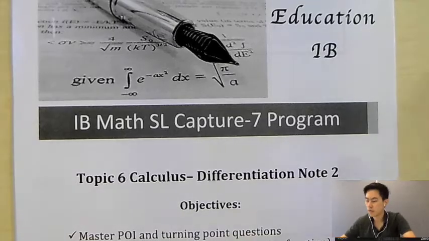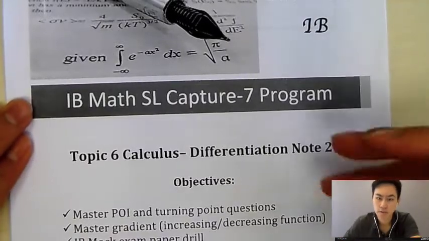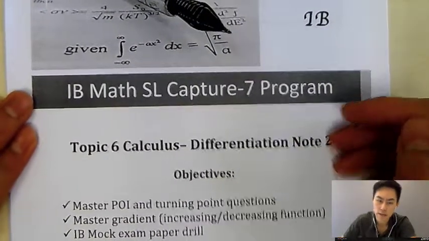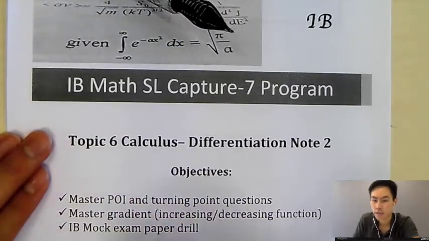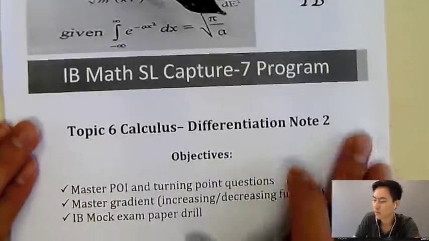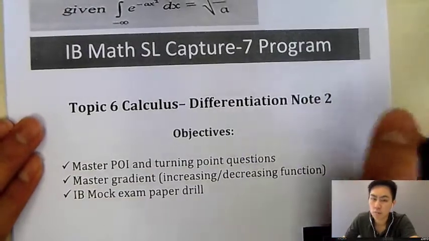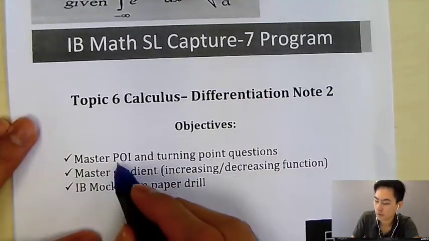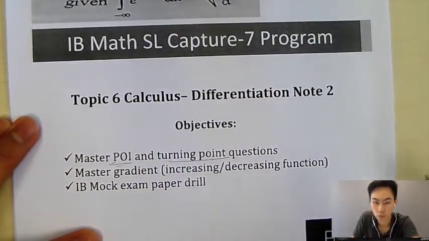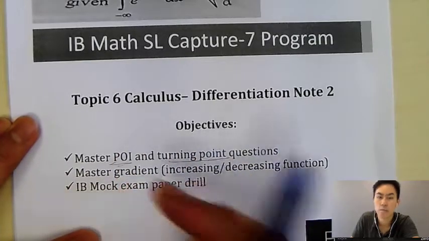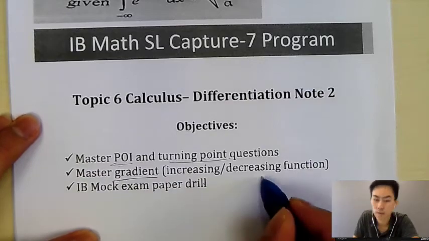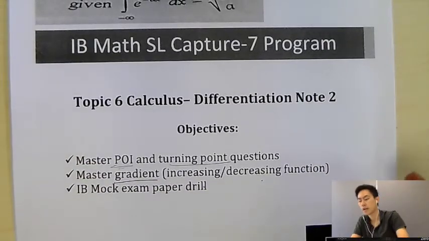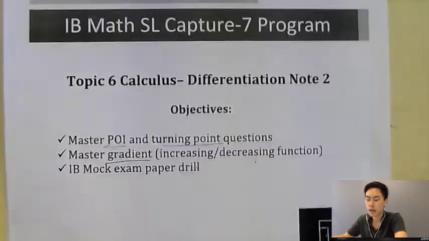Hi everyone. The topic we're going to master today is differentiation note 2. Last time we did equation, and previously we did the low D high, high D low. Today we'll focus on more advanced questions: point of inflection questions and turning point questions. In today's lesson you will master all the question types, and also gradient increasing or decreasing function questions. Finally, we'll move on to the IB exam drill.